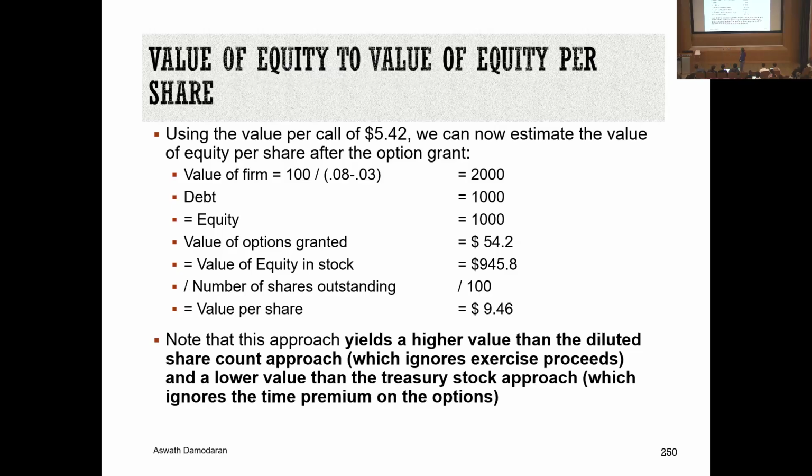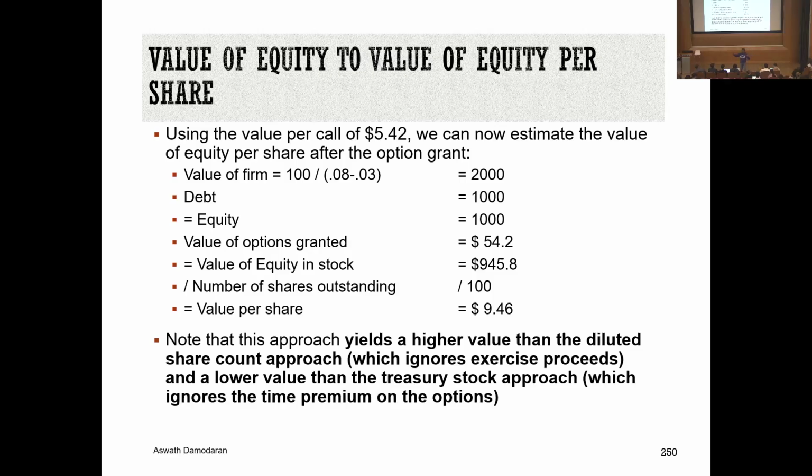So if I now subtract out the 54.2 million from the billion, and this is key, once you do that, the number of shares stays at the original count. So don't double count. Don't increase the share count for the number of shares that come from the option. Subtract the value of the equity options. The value per share you get is $9.46.